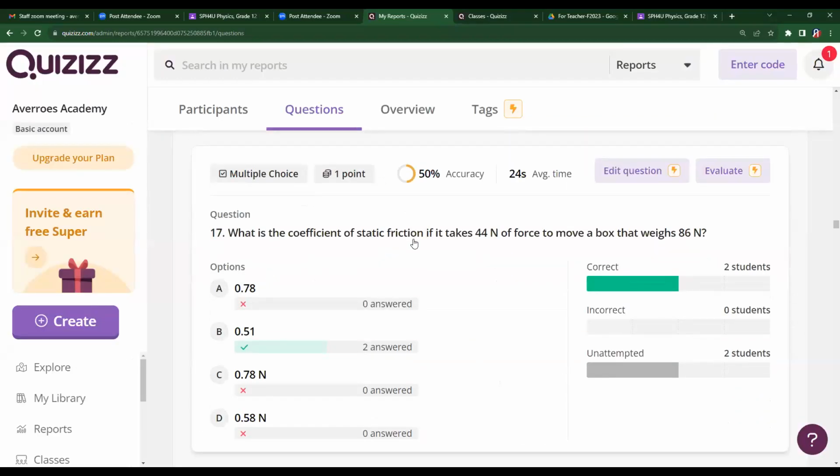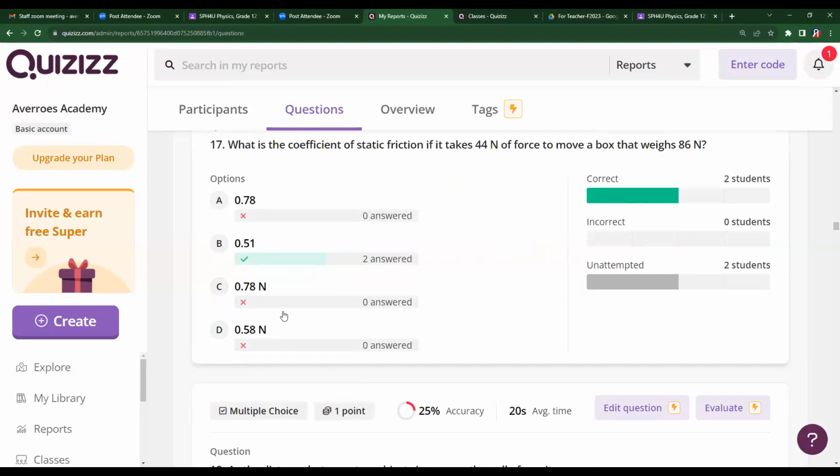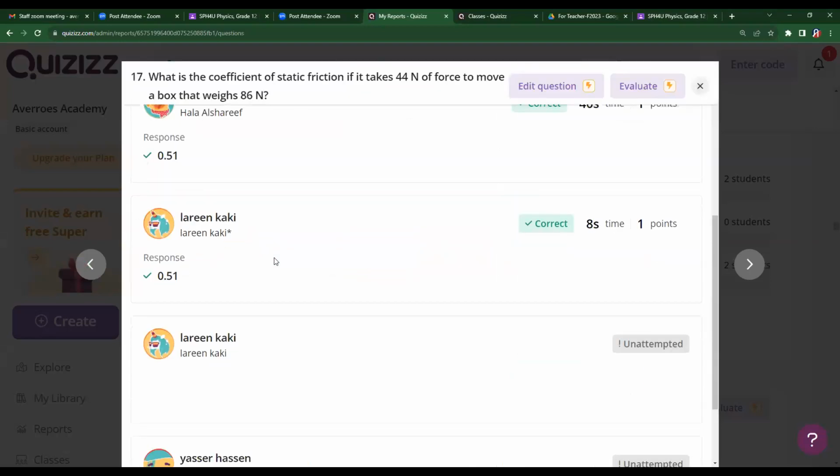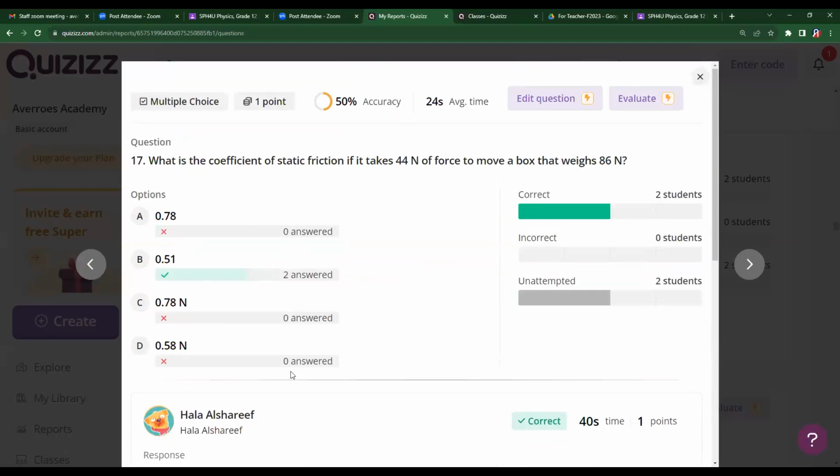What is the coefficient of static friction? If it takes 44 newtons of force to move a box that has weight. Okay, so you have the force of gravity, you have the applied force, you need to find the coefficient of static friction. Okay, so Hala and Loreen answered correctly. Do you want to explain what you did?